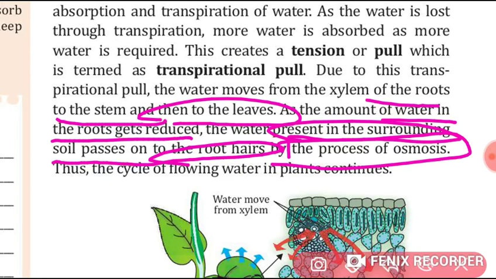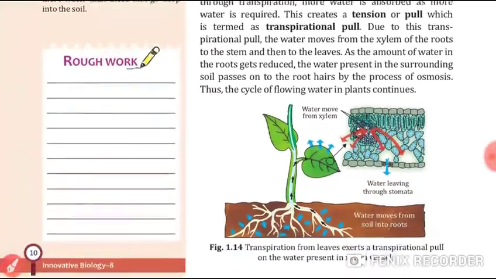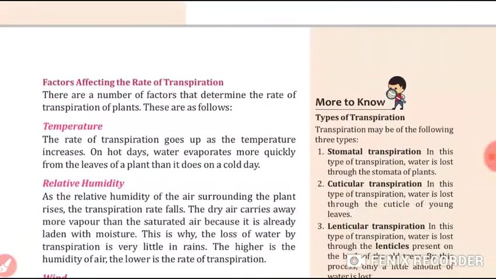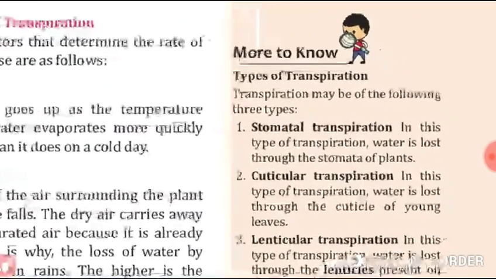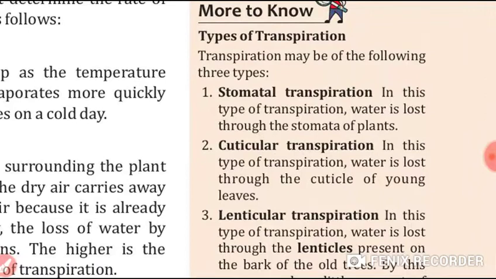Thus the cycle of flowing water in plants continues. Okay students, now we will learn what the types of transpiration are. Just have a look here and learn them, students. Types of transpiration: there are three types of transpiration.